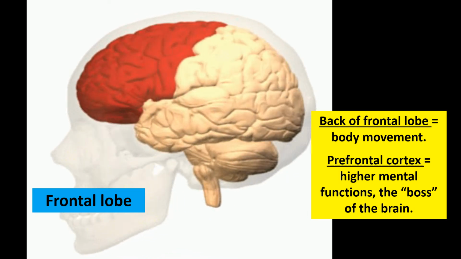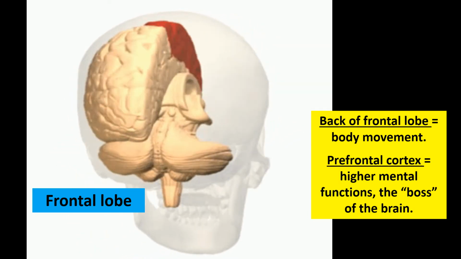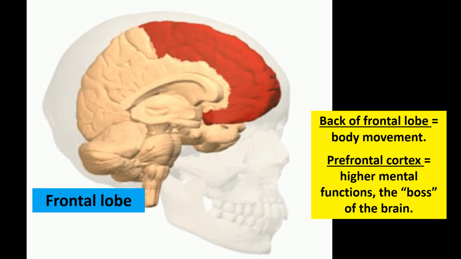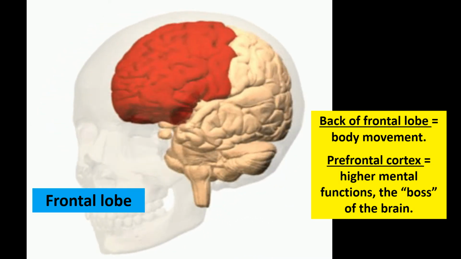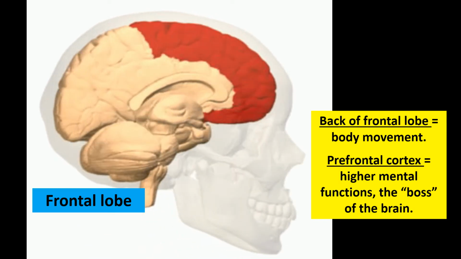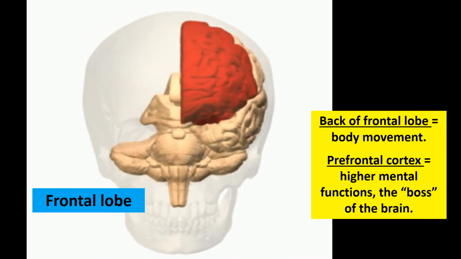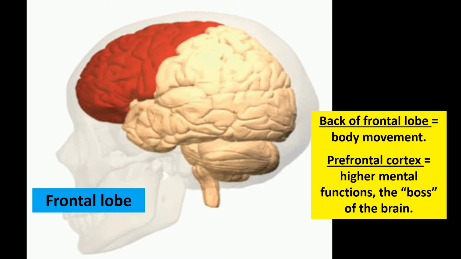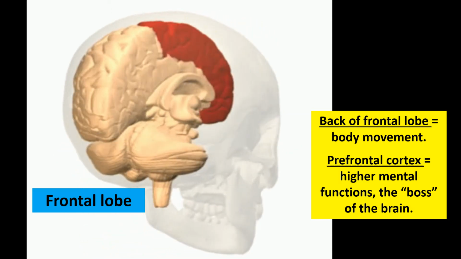And then the very front of the frontal lobe, which is called the prefrontal cortex, is kind of like the boss of the brain, where the higher mental functions are: planning for the future, thinking, choosing, making decisions, and so on. That's prefrontal, the very front of the frontal lobe.